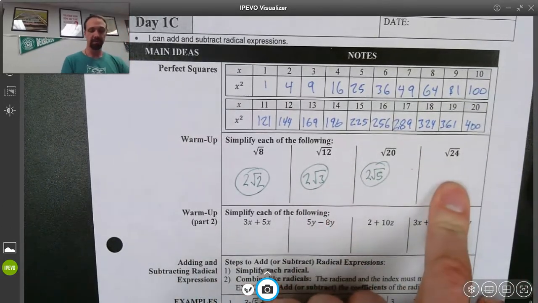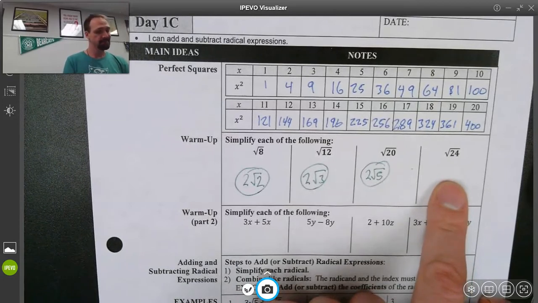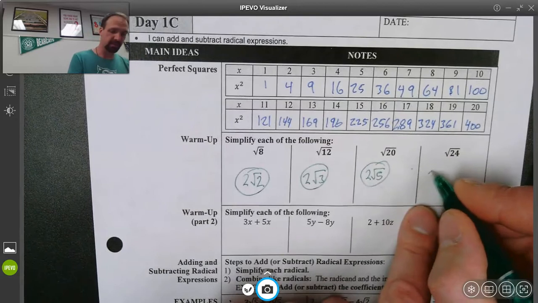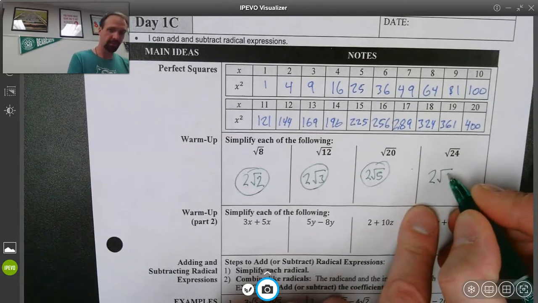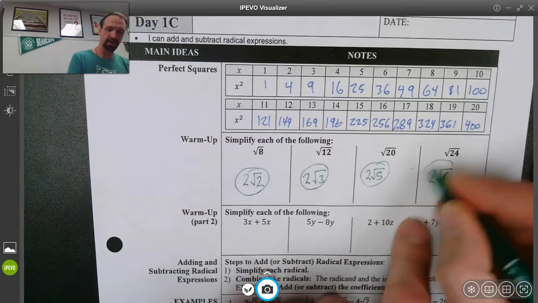Square root of 24. Yep. And that's going to be 2 square root of 6. Okay. Yeah. Good job.